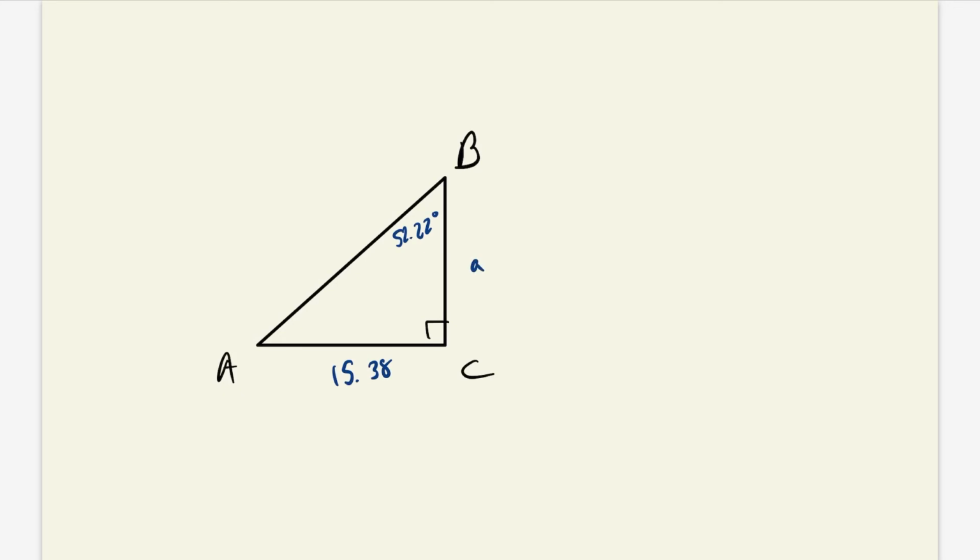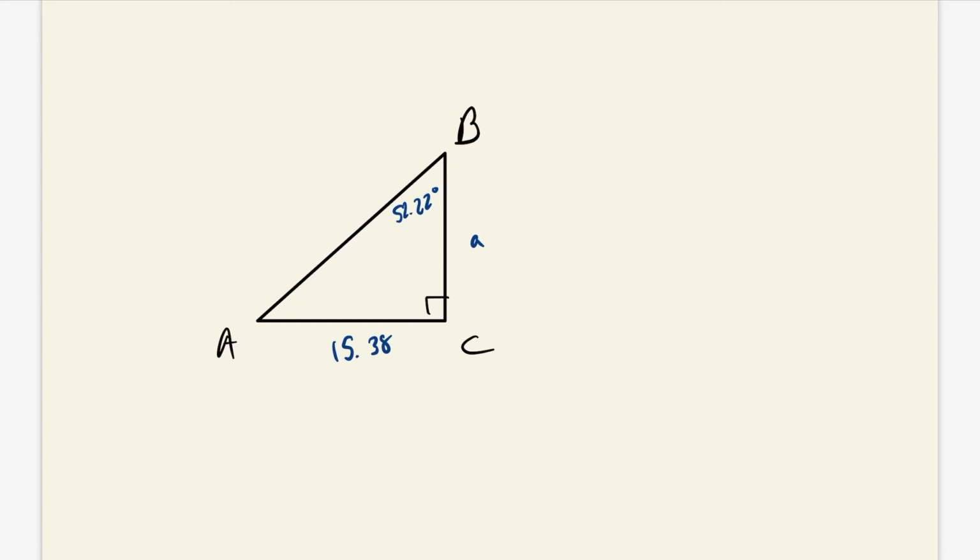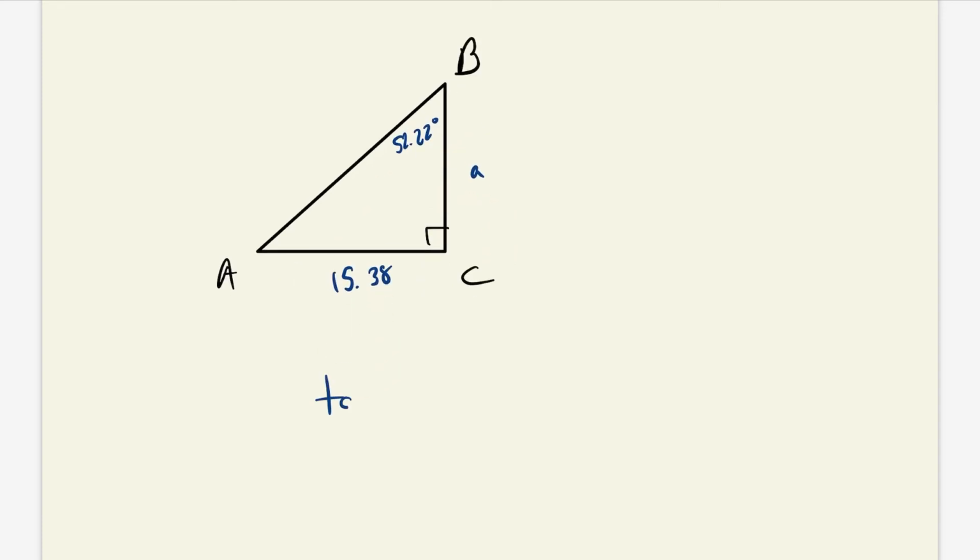All right, in order to find A, we would have to use tangent, because we know opposite and we want to know adjacent. So opposite over adjacent. So let's start off by using the tangent of 52.22 degrees is equal to opposite over adjacent. And there's our equation that we're going to use to solve for A. In order to get A isolated, we have to get it out of the denominator, and we can do that by multiplying both sides of the equation by A.